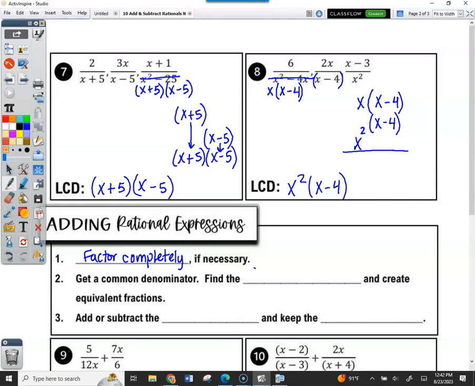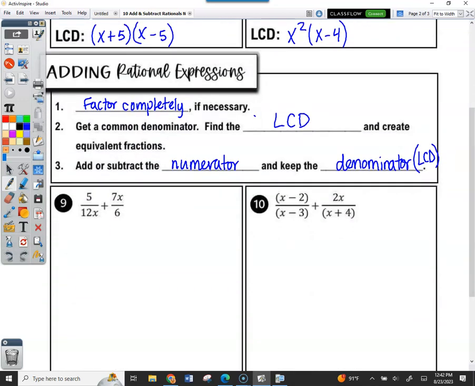Get a common denominator, find the LCD, and create equivalent fractions. And then add or subtract the numerators, keep the denominator. And I am going to put in parentheses, that is the LCD, by the way. You add or subtract the numerator, and you keep the denominator. All right, so what we've been practicing is the very first step. So look at number 9. Come over here to the side and find the LCD.